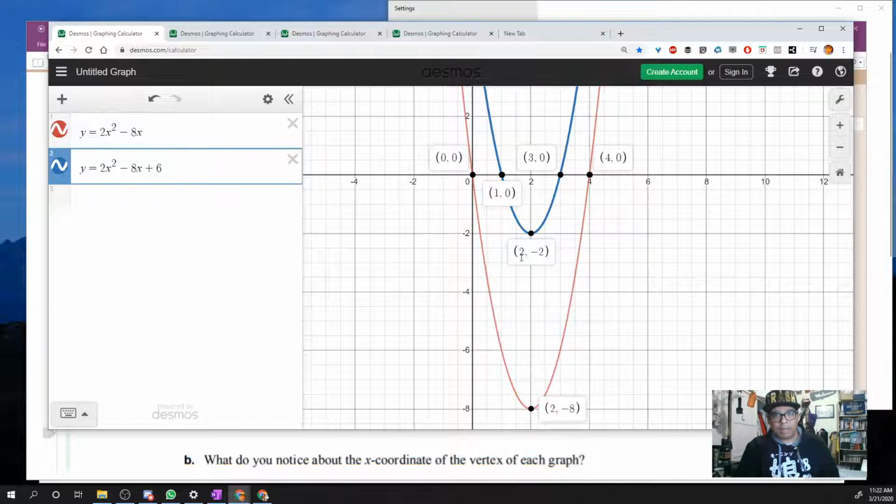So right now you might want to take a look at the vertices and notice that they both have the same x-coordinate. Also notice that the y-coordinate, while it's not the same, for the blue curve is up 6 units from the red curve. And why is that important? It's important because you'll notice on the blue curve, we have that plus 6 right here. So do you think that's important, that the vertex goes up 6 and the equation also has a plus 6? I think it's probably important.